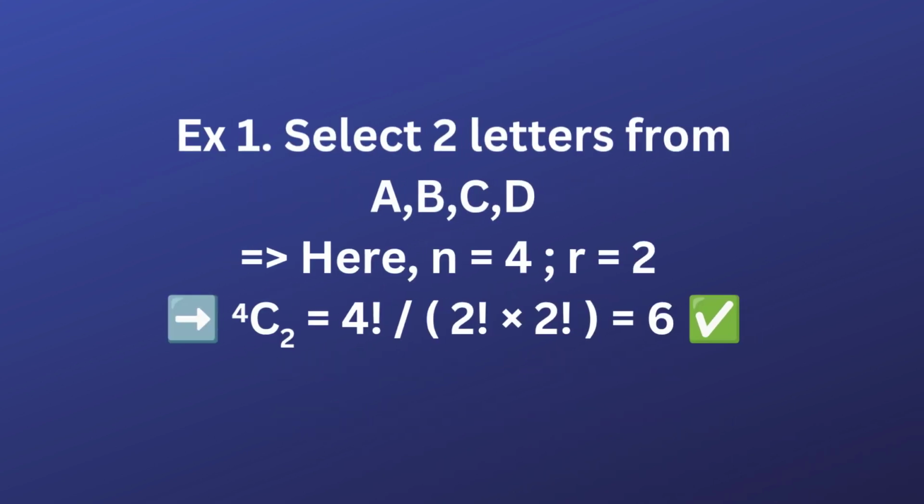Example. Let's choose two objects from the four letters A, B, C, D. Here n is equal to 4 and r is equal to 2. So the number of ways we can select them is 4C2, that is equal to factorial 4 divided by factorial 2 into factorial 2, which is equal to 6. This means there are 6 possible selections.